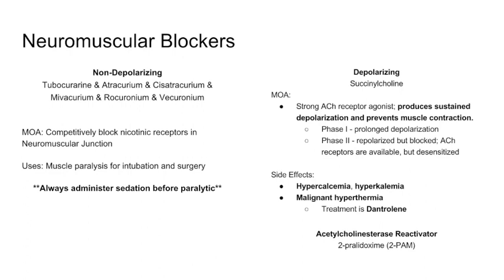Finally, we just have our acetylcholinesterase reactivator. For whatever reason, if we give a little too much of our non-depolarizing agent, we can use 2-PAM, pralidoxime, which can reactivate our acetylcholinesterase. So the high yield point about that is just remembering that 2-PAM is our sort of antidote for an overdose of neuromuscular blocker. It is our way of bringing that back.